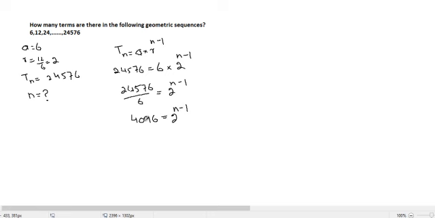Now we have two ways of finding the value of n. One is to apply a logarithm, and the second one is to take this 4096 in power of 2. So how can we get that? We know that it should be in power of 2, like 2 raised to power 8 or something like that, so that we can have the same base on both sides.